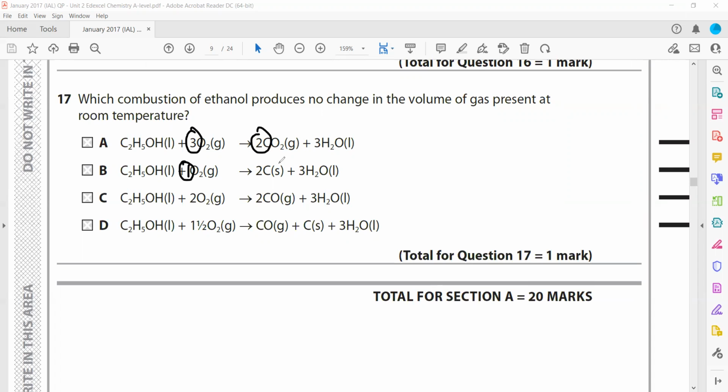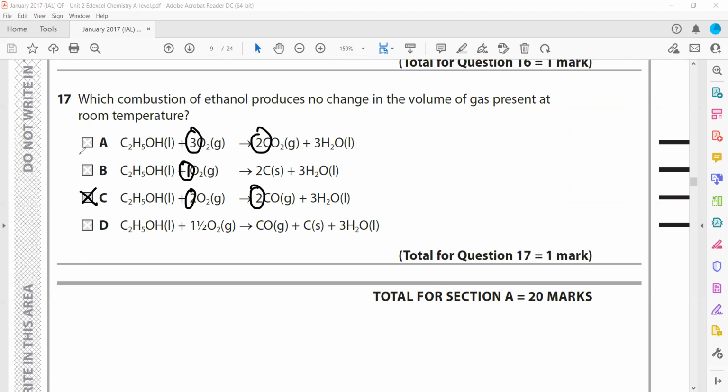1 mole of gas and 0 moles of gas, so there will also be a change in volume. 2 moles of gas, oxygen, and 2 moles of carbon monoxide. So the number of moles of gas is not changing. So C is the right answer. There will be no change in volume.